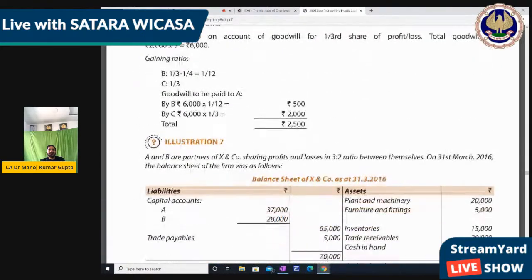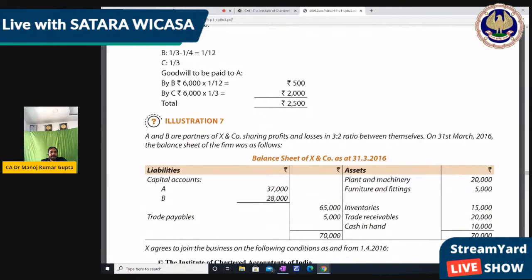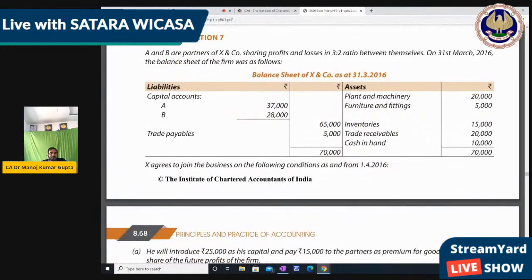Next, let's take issue number 7. A and B were partners of X and Company, sharing profit and loss in the 3:2 ratio between themselves. On 31st March 2016, the balance sheet of the firm was as follows. This is the balance sheet given: capital of A and B, trade payable, plant and machinery, furniture and fixtures, inventory, trade receivable, cash in hand.